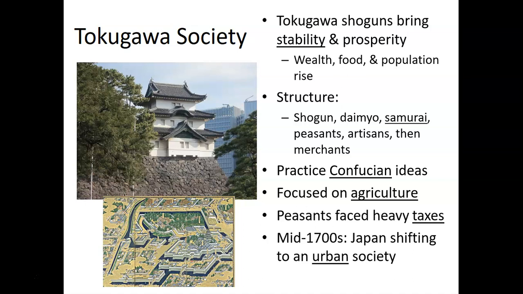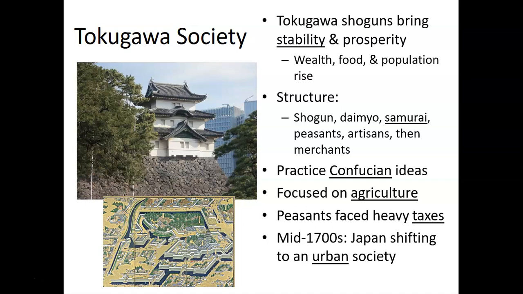Now, structurally, how their society works is you have the shogun at the top, you have the daimyo, then you have the samurai, peasants, artisans, and then merchants. If you think back to the feudal structure in Europe, the shogun would be what you'd call the king, the daimyo would be your upper nobility, and then your samurai would be your knights or your vassals, and so forth.